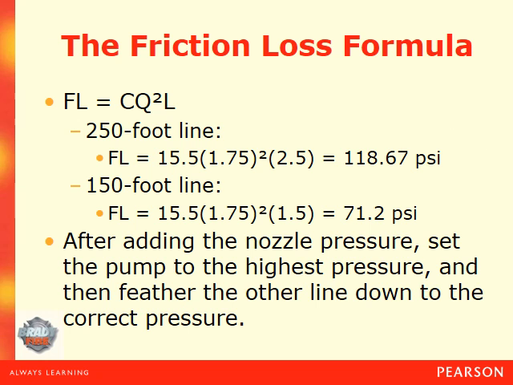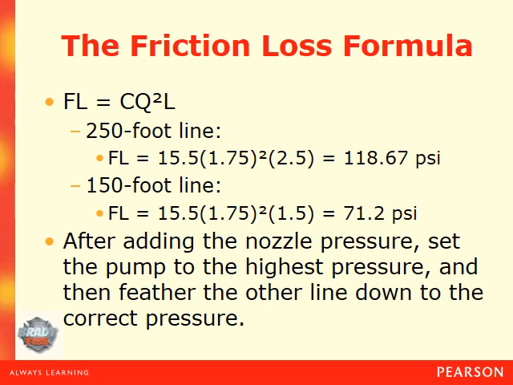So now all we've got to do is plug in our numbers again. Our friction loss is our coefficient off the chart, which is 15.5. Again, we take our gallons per minute divided by 100 and square it, which is 1.75 times 1.75. Then multiply that by our length of hose divided by 100, which is 2.5. You figure all that out, and your answer is going to be a friction loss of 118.67 psi for our first line.